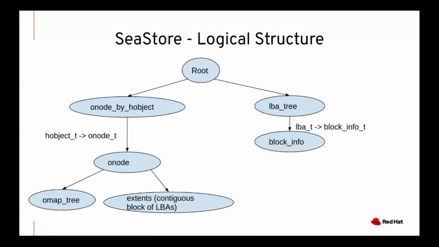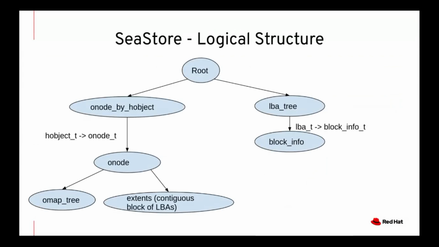So SeaStore's logical structure looks something like this. There are 2 basic sides to the house. On the left side here, we have an onode by object tree, the onode tree, which points to onodes, and each onode contains metadata pointing at an OMAP tree and a set of extents, which are contiguous blocks of LBAs. Everything on the left side of the tree here is addressed by logical address rather than by physical location on disk. The right side maps those logical addresses to physical addresses on disk.